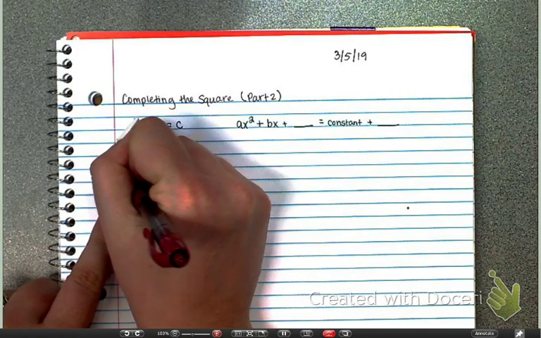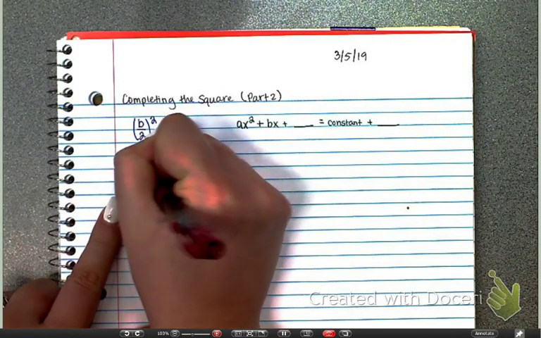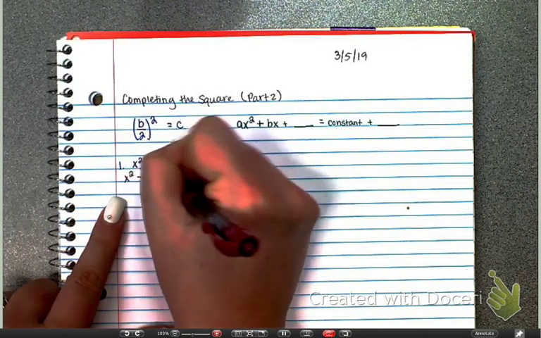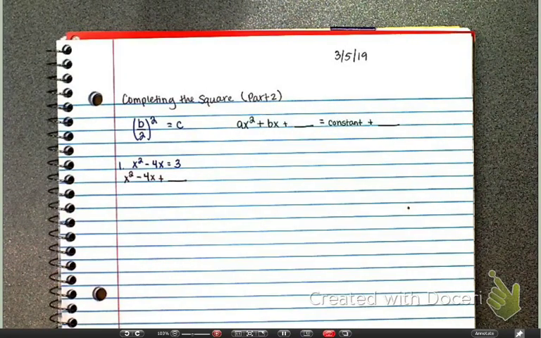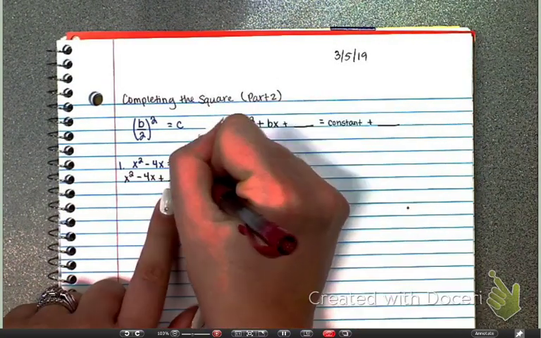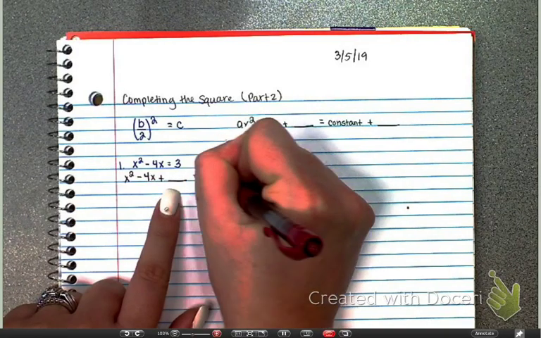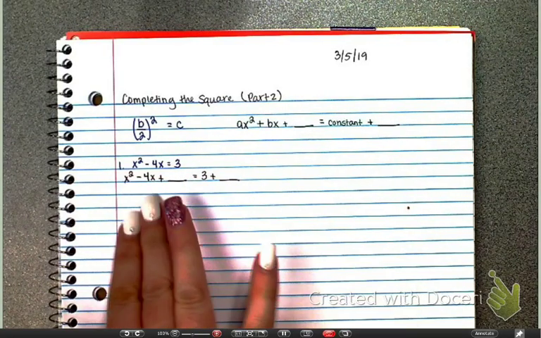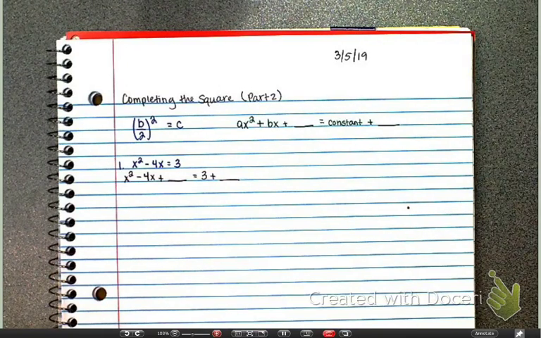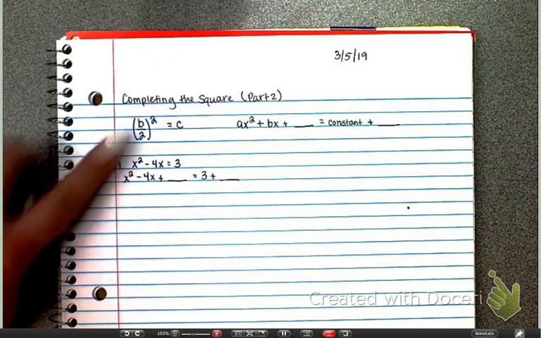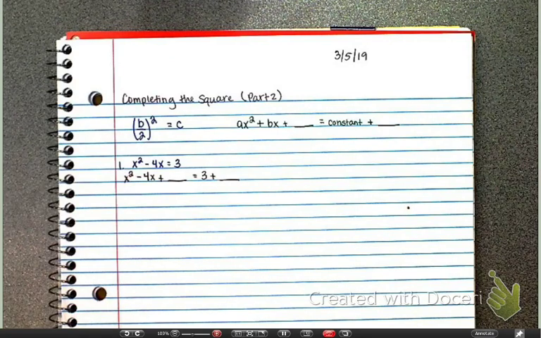So we're going to rewrite it, and I didn't write it this way first because I don't want you to think they're going to be written for you. Hold on. So I'm adding my blank, and then equals 3 plus that same blank. Because, again, whatever I add to the left, I have to add to the right. And how did we fill in the blank yesterday? What did we use? B divided by 2 squared. That stays the same. Okay?